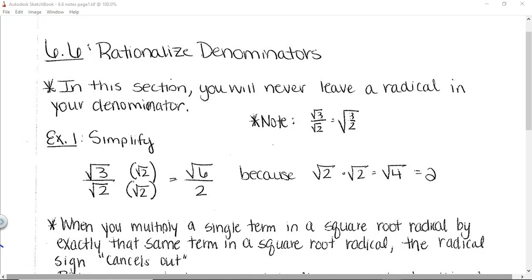Hello, algebra students. Today we're looking at section 6.6, Rationalized Denominators. In this section, you will never leave a radical in your denominator.